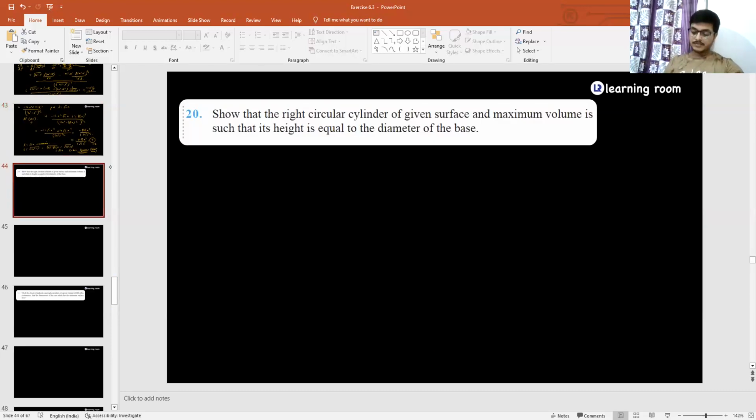Okay. Try to solve this one. Show that the right circular cylinder of a given surface area and maximum volume is such that its height is equal to the diameter of the base.